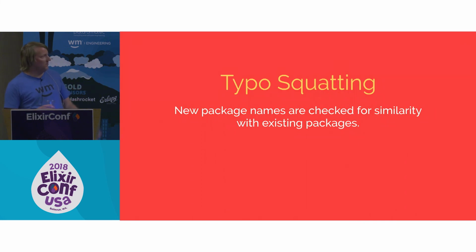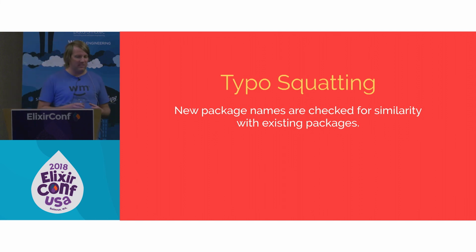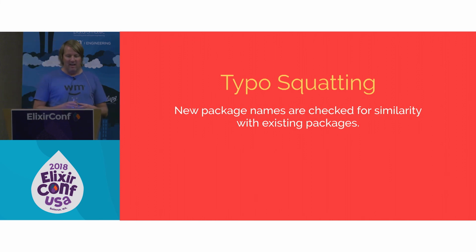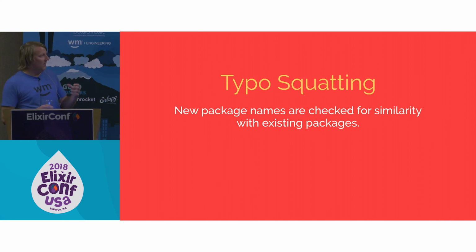It also checks for typo squatting. One issue that's existed in other ecosystems is that somebody will name a package very, very similarly to an existing package and use that as an attack vector. So instead of Postgres, they might name it Postgres with a slight misspelling and then actually have malicious code in there. When you try to publish that package, Hex will automatically check using a Levenshtein distance with existing packages. So if your name is too close to the name of an existing package, that publish will fail.